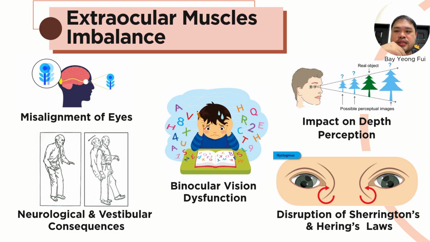Number four, description of Hering's and Sherrington's laws. So the equal innervation to yoke muscle fields. As in Hering's law, our eyes move symmetrically. In Sherrington's law, once the reciprocal inhibition breaks down, there will be co-contraction of antagonists between our eyes.